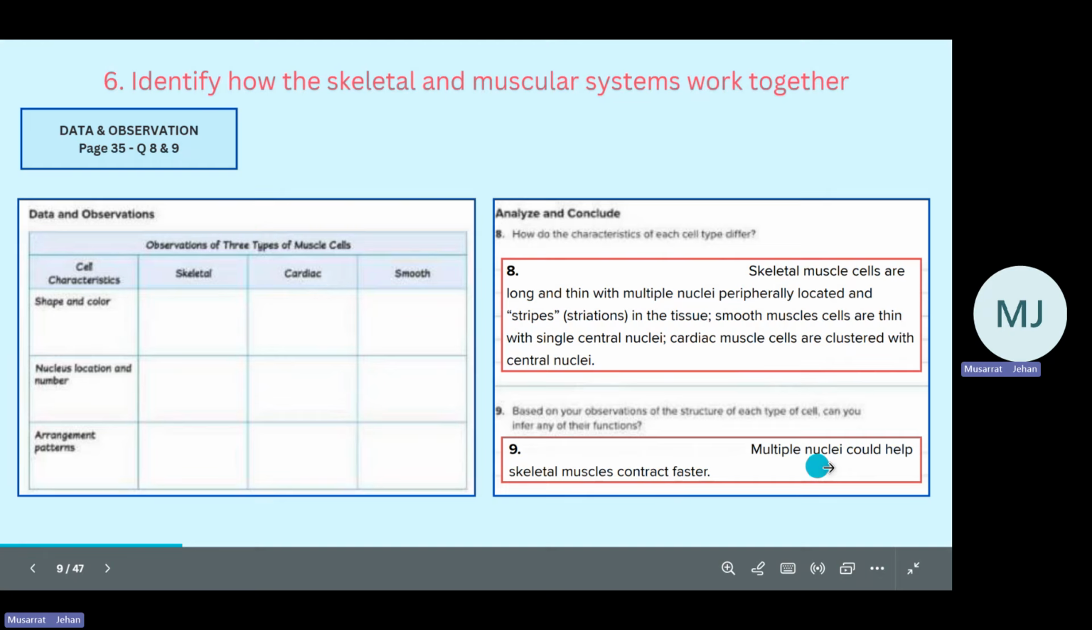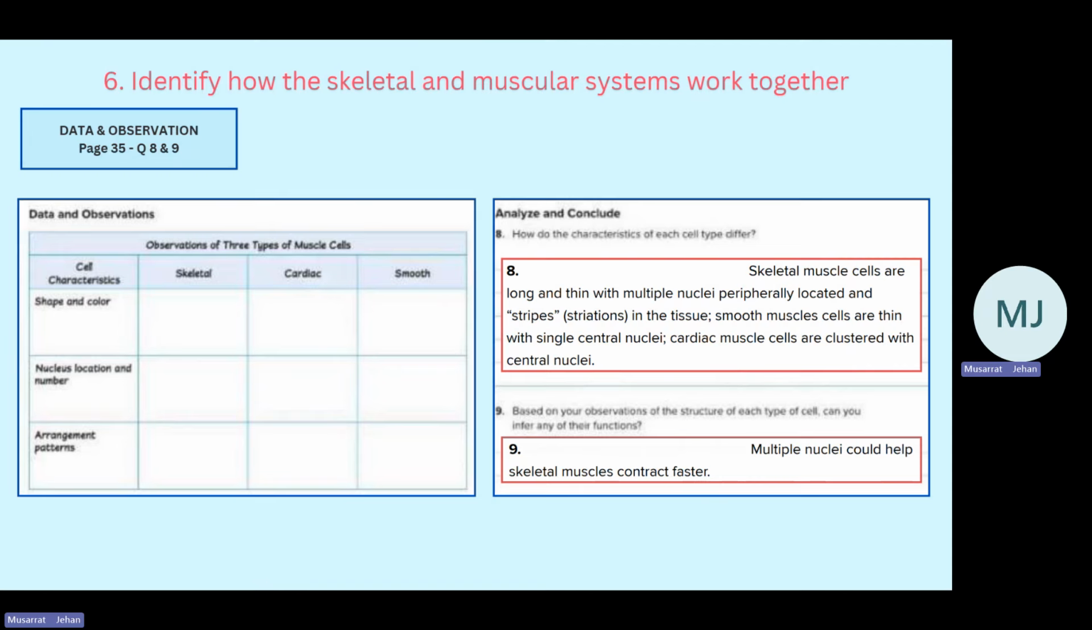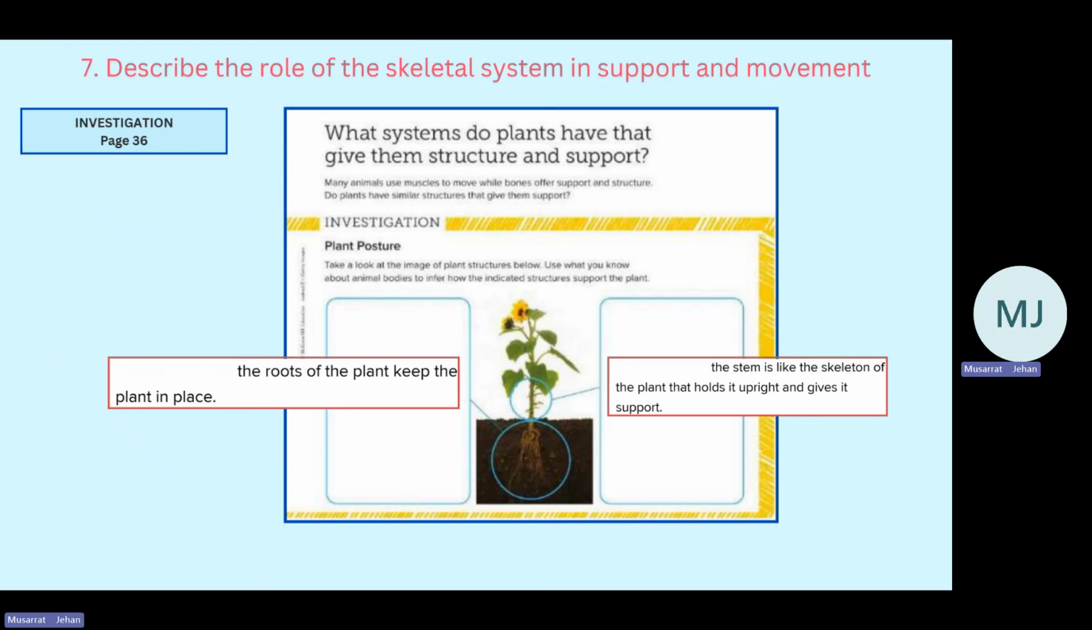And multiple nuclei could help skeletal muscles contract faster. So that's the advantage of the multiple nuclei present in the skeletal muscle. Skeletal muscle needs a lot of energy because they keep contracting and relaxing. So whenever the muscles contract and relax, they need energy. So that's why muscles are packed with mitochondria, which can give energy to the muscles.